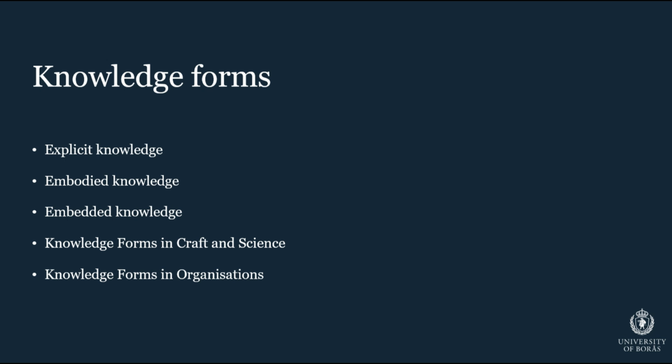Firstly, explicit knowledge. Secondly, embodied knowledge. Thirdly, embedded knowledge. Fourthly, knowledge forms in craft and science. And finally and lastly, knowledge forms in organizations. For the next slides, I will discuss these briefly.